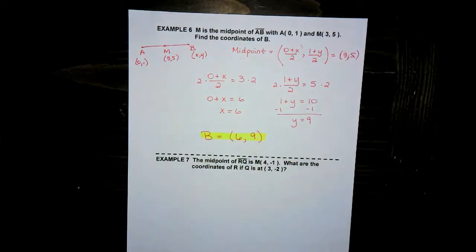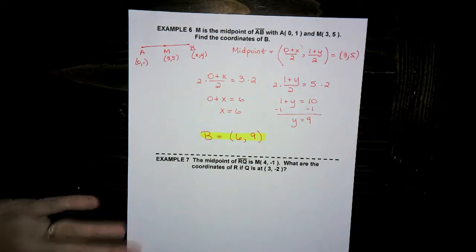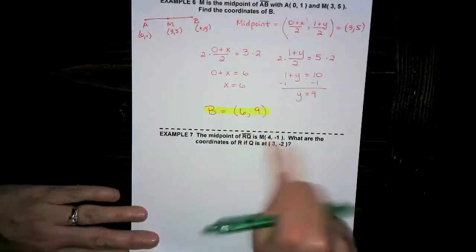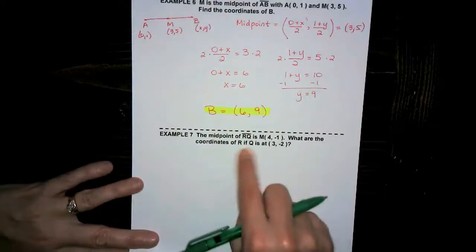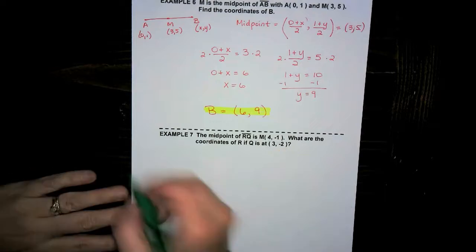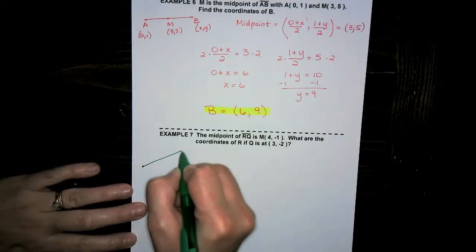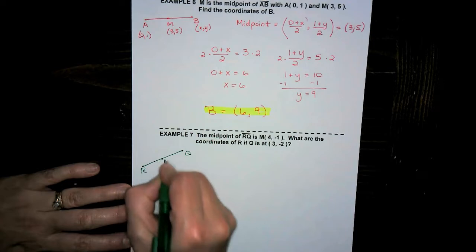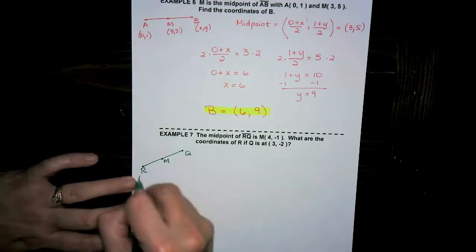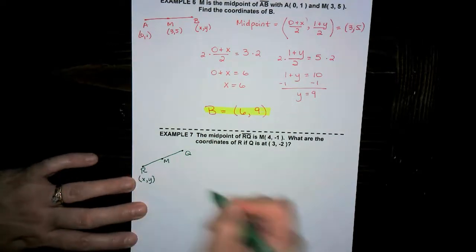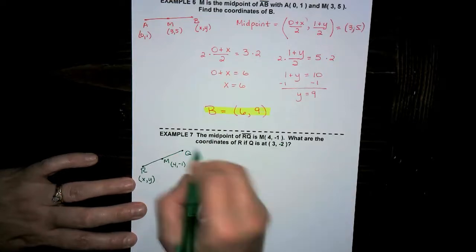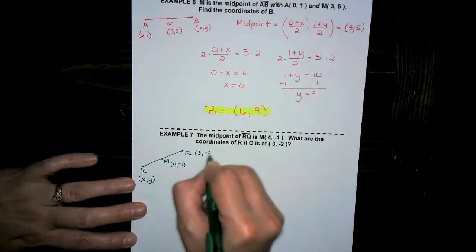Okay, one more like that. I always think that when we see the second example, sometimes it just clicks for us. So this time we're told the midpoint of RQ is M, and we want to know what are the coordinates of R if Q is 3, -2. Okay, again, just to picture what's going on, I've got segment RQ and I've got a midpoint M. So we don't know the coordinates of R. We'll call those X, Y. The coordinates of M, we're told, are 4, -1. And the coordinates of Q are 3, -2.